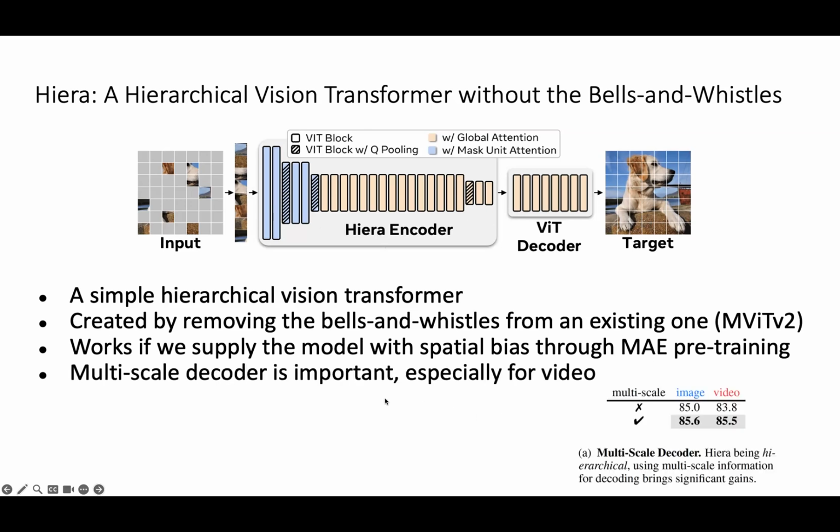So here you can see the effect on image and video classification when you use a multi-scale decoder. Especially for image classification, the gain is not too large. It's like 0.6 percent on ImageNet classification. But for video, the gain is larger. So we see nearly 2% gain for using a multi-scale decoder during pre-training. And this multi-scale decoder is basically taking the features of each of the stages here, downsampling them to the common resolution of 14 by 14, and then sending them to this decoder. The downsampling is with one convolutional layer.